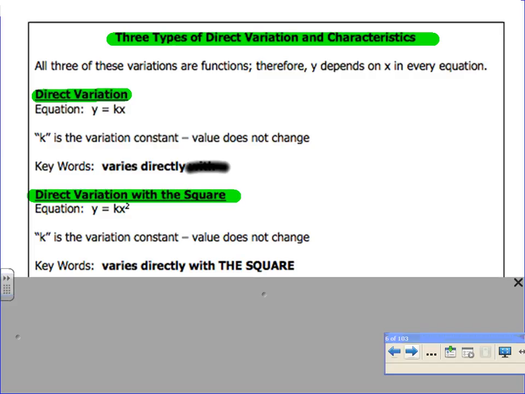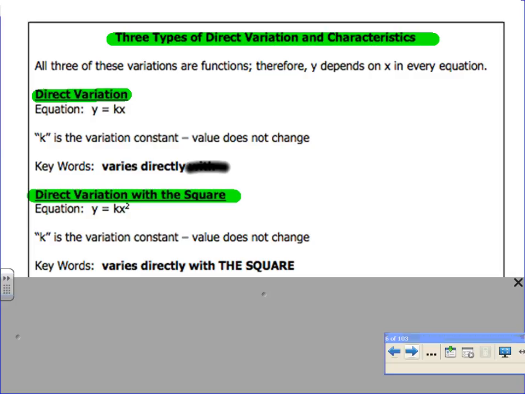Second one, of course I'm going to make it harder for you guys. Direct variation with the square. What kind of graph is that? A quadratic, so it's a parabola. So it's a direct variation with the square because the parabola goes through what?